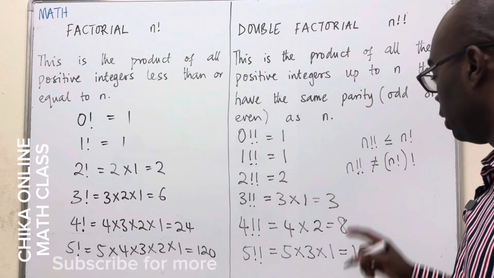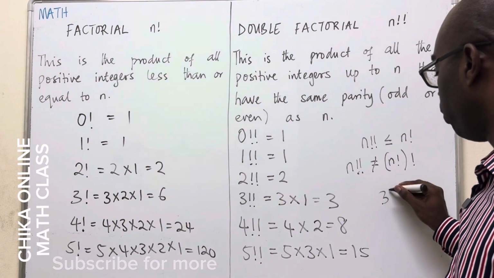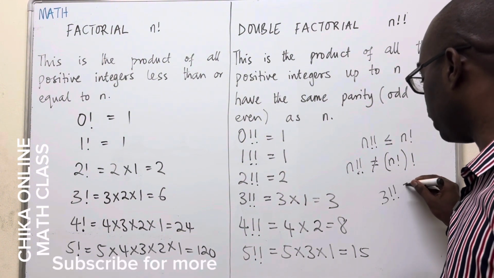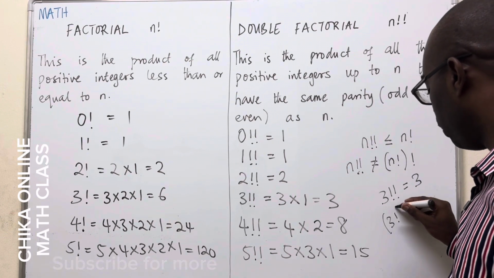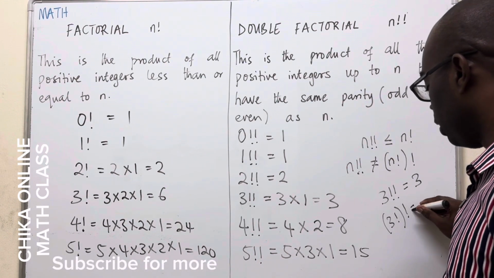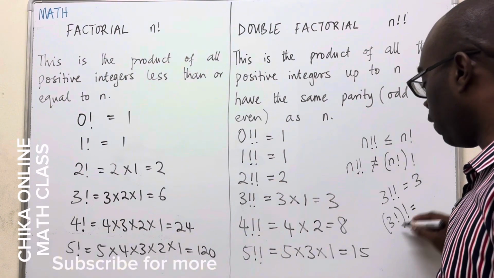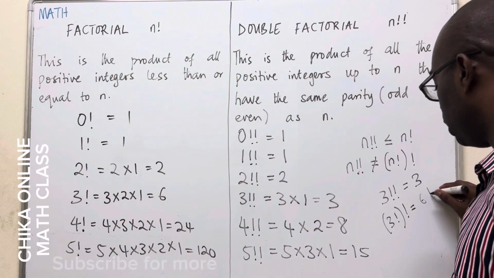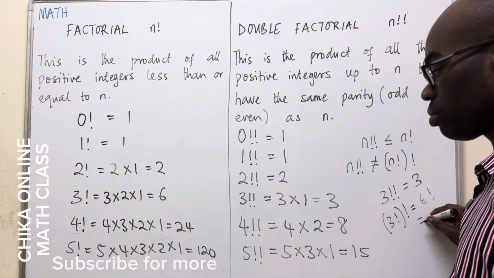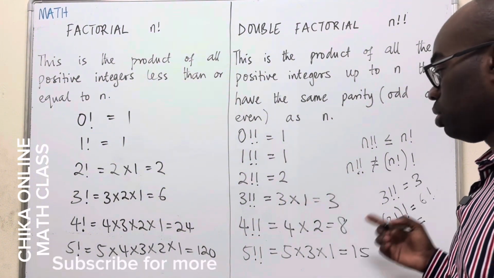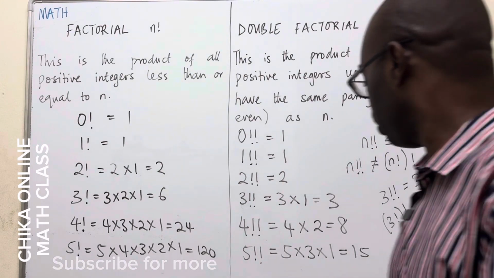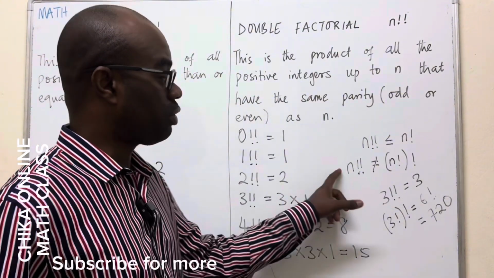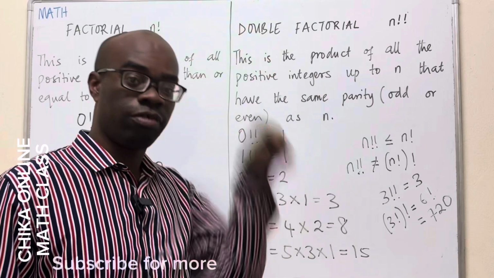For instance, we found out that the double factorial of 3 is 3, but 3 factorial is equal to what? 3 factorial is 6. So this is 6 factorial, which is what? 6 times 5 factorial, which is 720. Okay? So the double factorial is not the same thing as the factorial of the factorial.